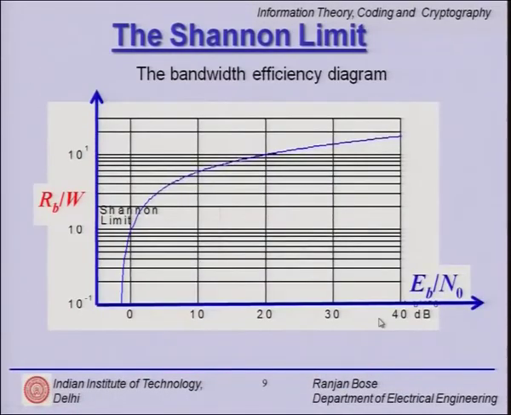So, if you plot it, on the X axis, we have in blue EB over N naught, on the y axis in red we have RB over W. Please note RB and C has been used interchangeably, they are equal. Then the plot gives me this curve which is called the capacity boundary, the bandwidth efficiency diagram.